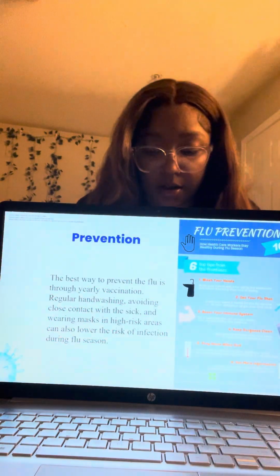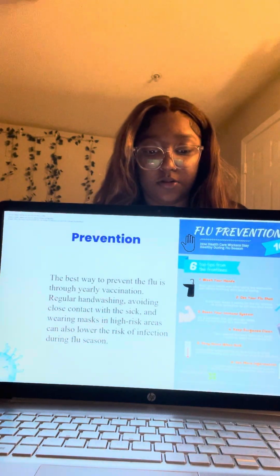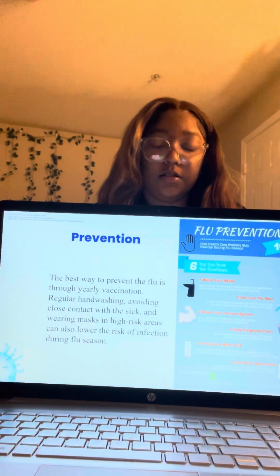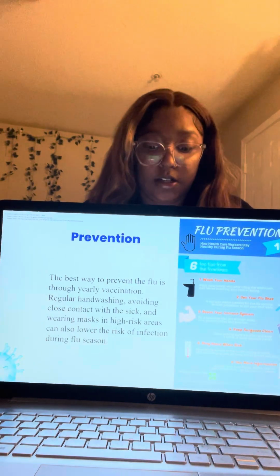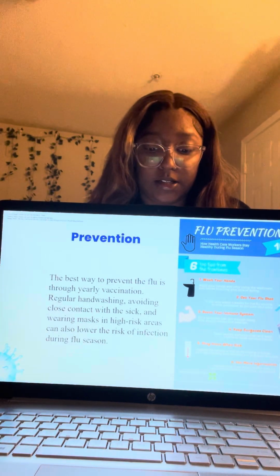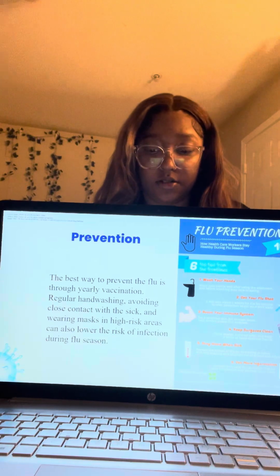The prevention of influenza. The best way to prevent the flu is through yearly vaccination, regular hand washing, and avoiding close contact with the sick. Wearing masks in high-risk areas can also lower the risk of infection during flu season.